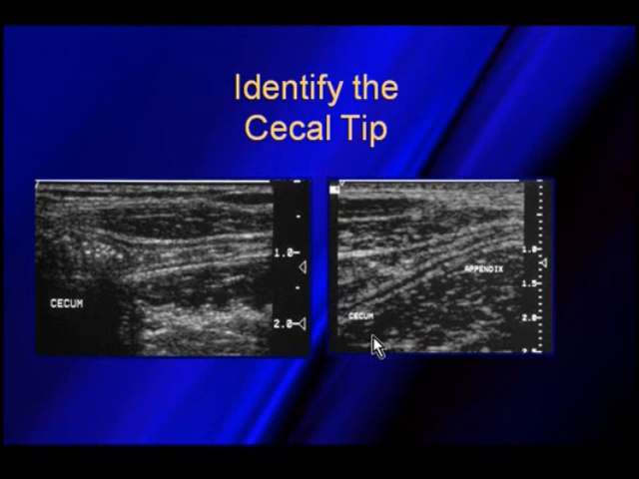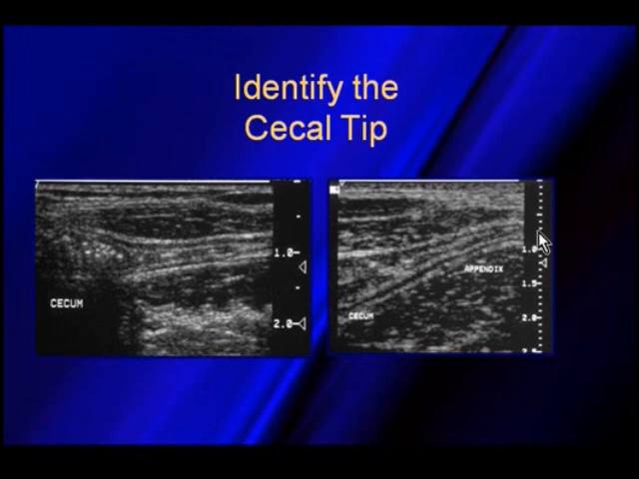A variation of what we can see with the appendix cecal tip, or looking at the tip of the cecum, is where we have what's called a persistent fetal appendix. If I were to measure the appendix at this location, it would probably be greater than 6 millimeters, but this is just a normal variation.